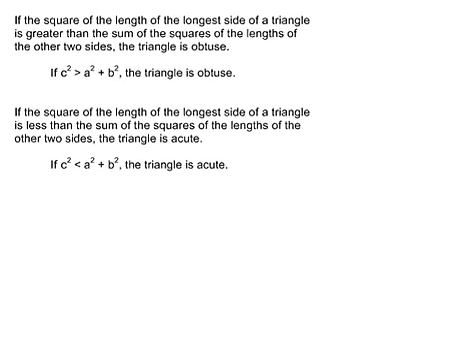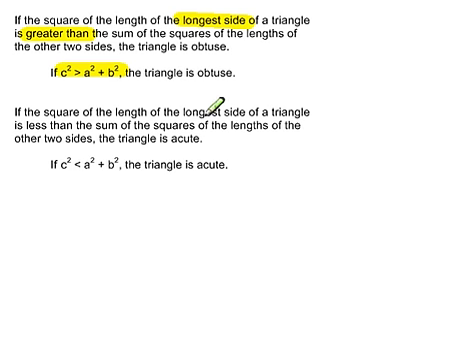If the square of the length of the longest side of a triangle, notice they're using that longest side like we've always been doing, is greater than the sum of the squares of the two other sides, the triangle is obtuse. Notice how C is first. That's why I asked you to start getting used to that.